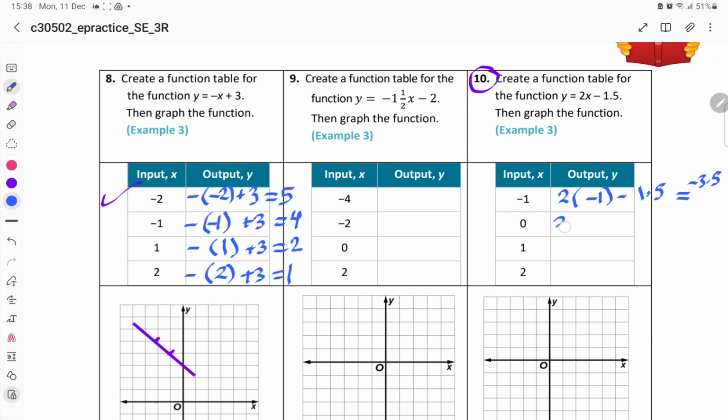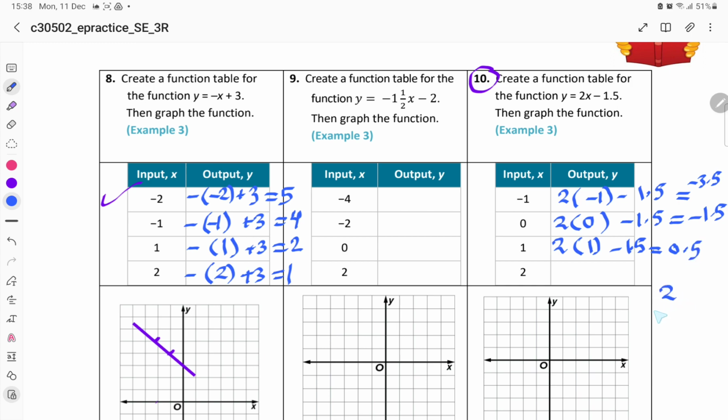Try the next. 2x minus 1.5. x is 0. 2 times 0 is 0. 0 minus 1.5 is negative 1.5. x is 1. So 2 times 1 minus 1.5. So multiply. 2 times 1 is 2. Minus 1.5 is just 0.5.